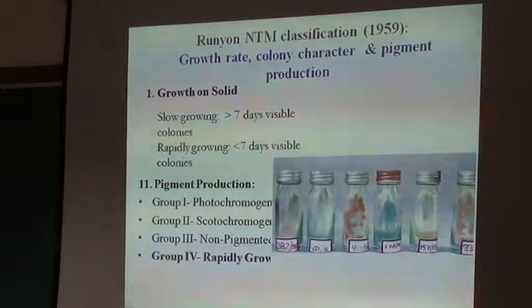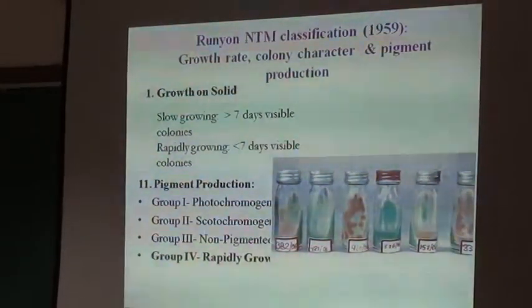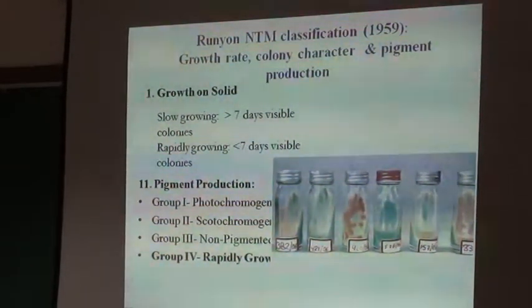According to pigment production, they can be classified into group 1, group 2, group 3, and group 4. Group 1 is photochromogens. That means these are the NTM species which produce pigment in the light. Group 2 is scotochromogens. These are the NTM species which produce pigment in both dark and light. Group 3 are non-photochromogens, which do not produce pigment even in the presence of light. And group 4 is rapid growers.